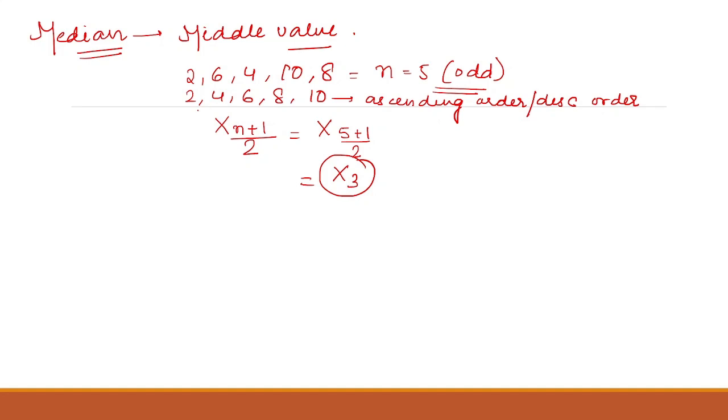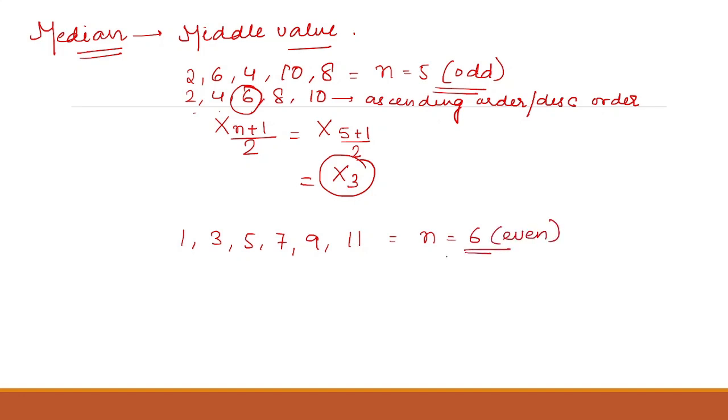So x3 means 1, 2, 3. This is the median. Now there is a term, suppose 1, 3, 5, 7, suppose this one is there, or 9 and 11. This 6 is there. So here n equals 6, which is even.